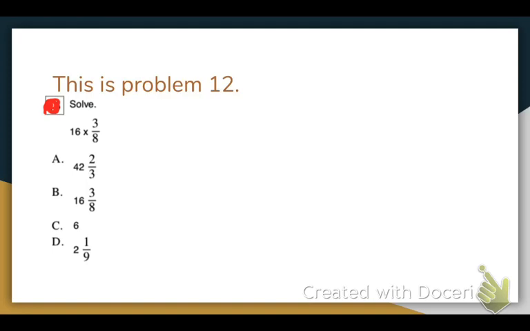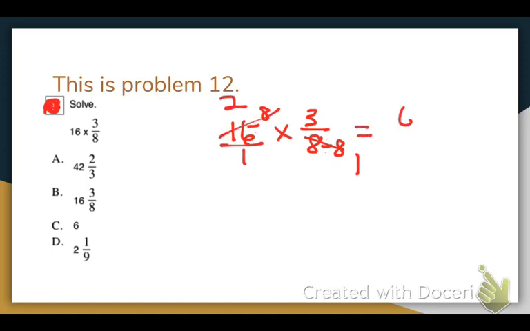So problem 12. I'm going to solve 16 times 3/8. When I multiply fractions, I have to start with a fraction times a fraction. So to make 16 a fraction, I put a 1 underneath it. And now I can simplify before I multiply. Divide here by 8, here by 8. That's 1. That's 2. 2 times 3 is 6 over 1. That's going to give me 6, which is the sneaky one right in here. Okay, again, check your work and fill in your data sheet.